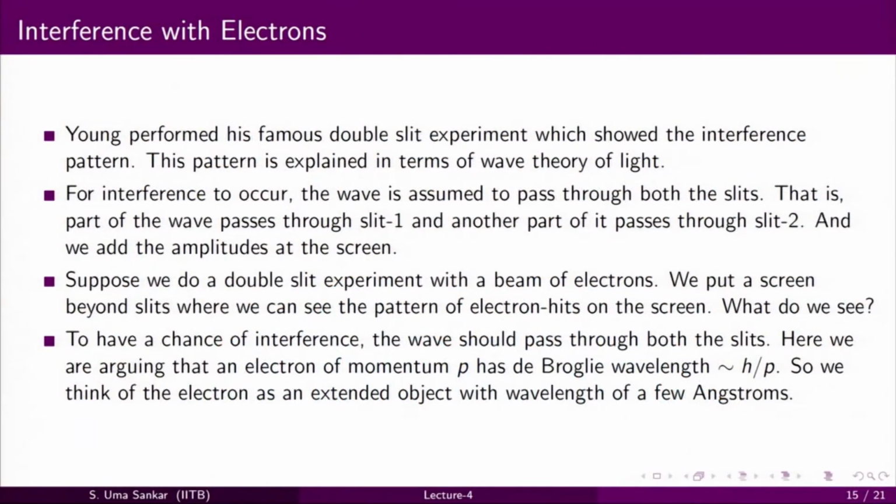As I said, there are two important properties a wave should satisfy. One, of course, is diffraction; the other is interference. Now, do electrons show interference also? This turned out to be a much more difficult experiment. I believe the electron diffraction was observed within a few years of the de Broglie hypothesis, maybe 5 or 6 years, but the electron interference experiment took almost 60 years to demonstrate.